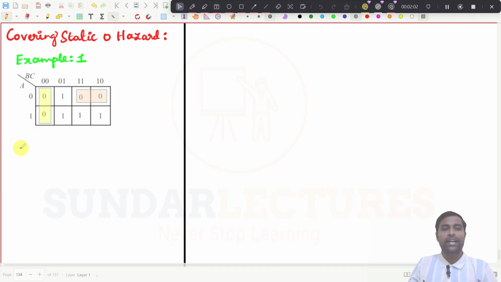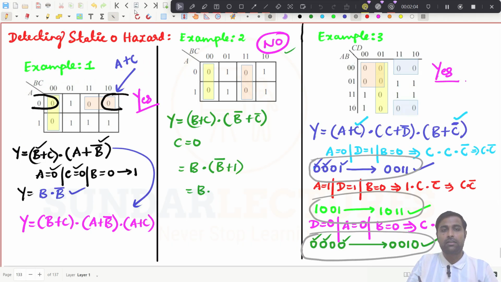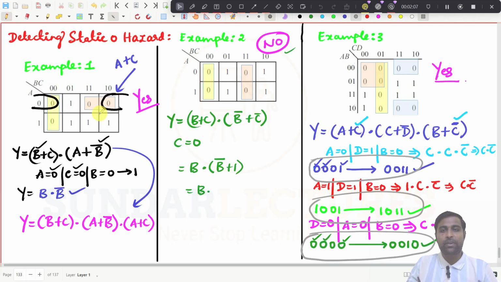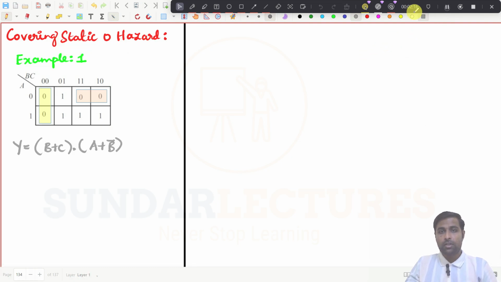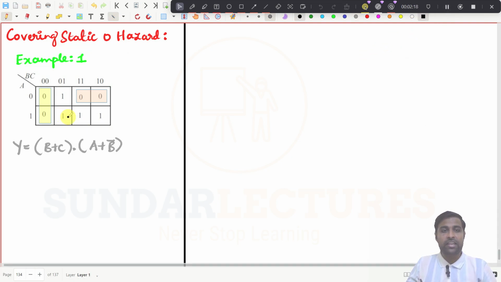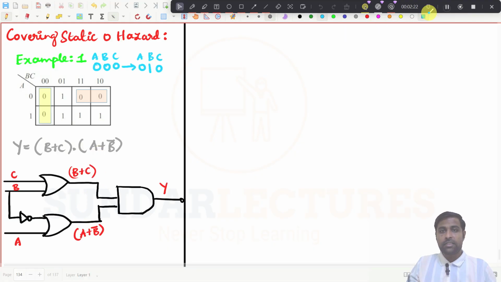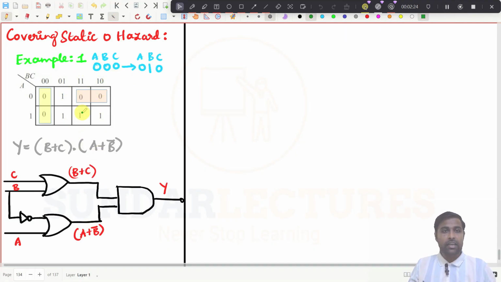So I will write down the expression. I have just taken the previous one. This is the expression, right? Y is, I have already taken this one, right? So y is equal to, I will just write it down. So this is the expression. I will draw the diagram so that you can easily understand. See here, I have just taken the example and I have just drawn this diagram now. So this circuit has a glitch when input changes from 000 to 010.